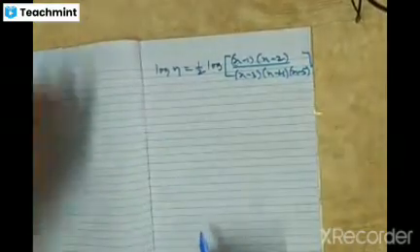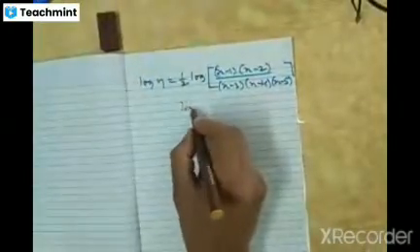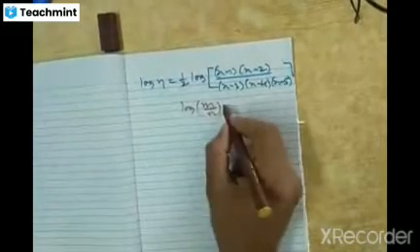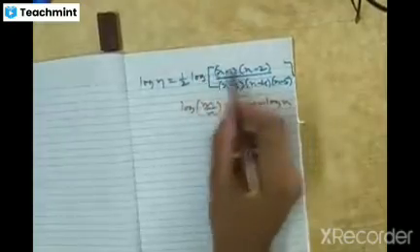Correct? I have used one of the properties. Next, see, what is log of m by n? Log of m by n is log m minus log n. So, see, this is of the form log of m by n.